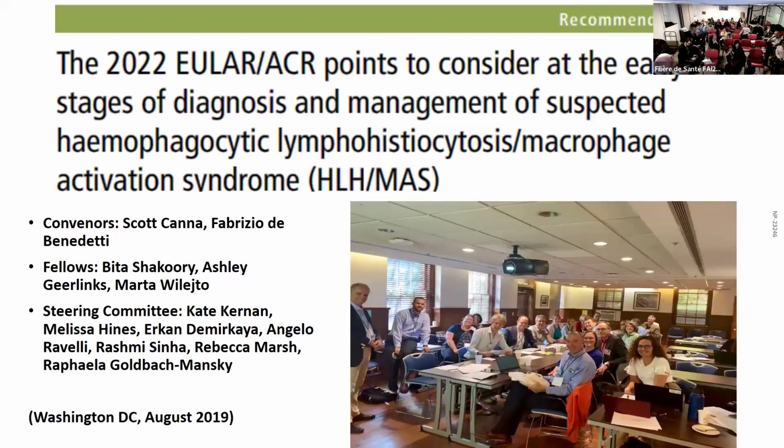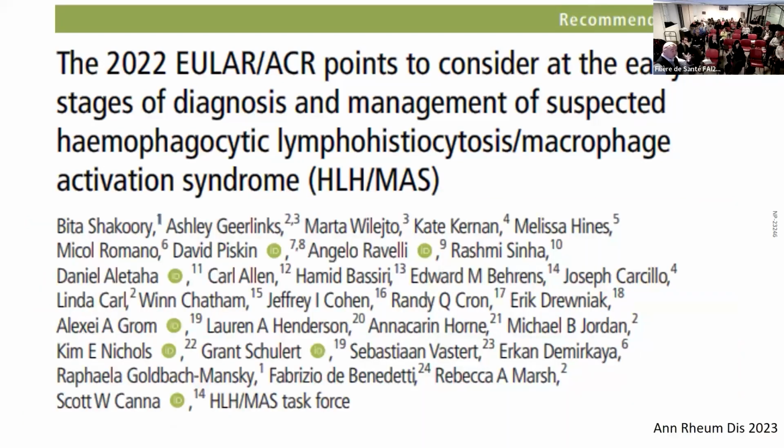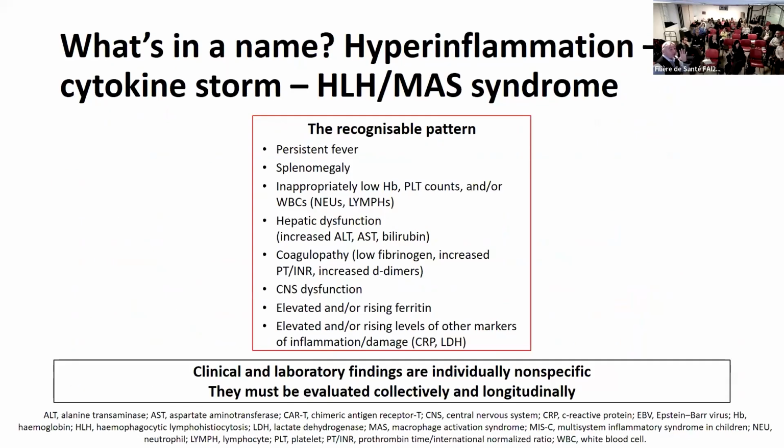Now, this is where we started using this word. That was in 2019, right before COVID. End of 2019, right before COVID, there was a group of people who tried to put together a number of points to consider at the early stage of diagnosis and management of what we decided to call HLH-MAS, because we didn't know how to call it, and there was that definition of hyperinflammation. These are the names of the people that were involved in there.